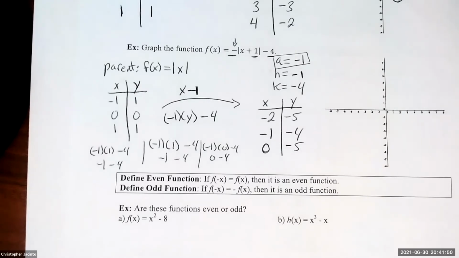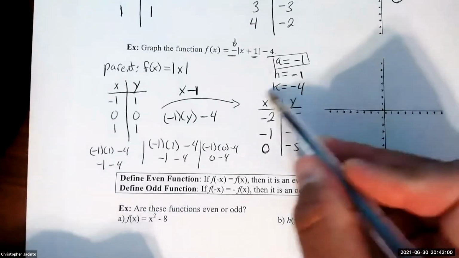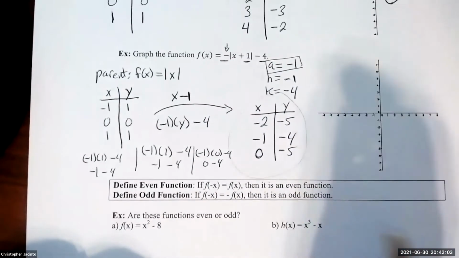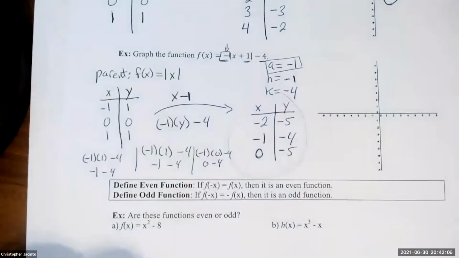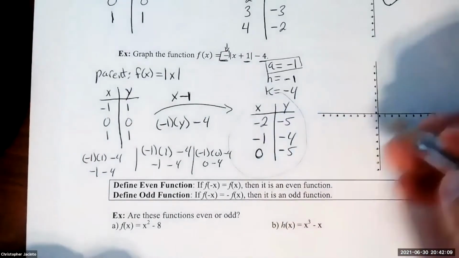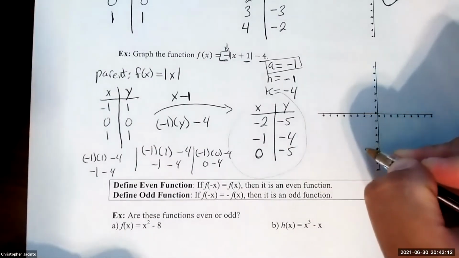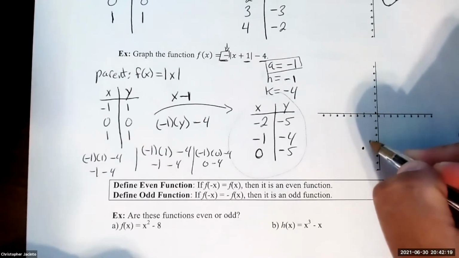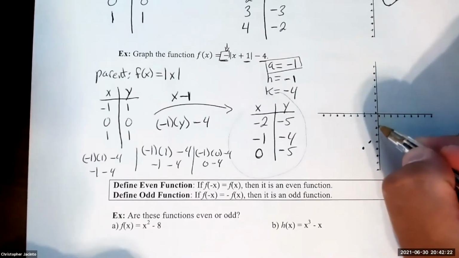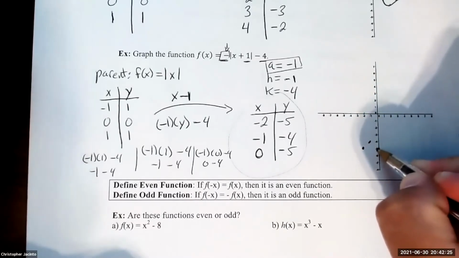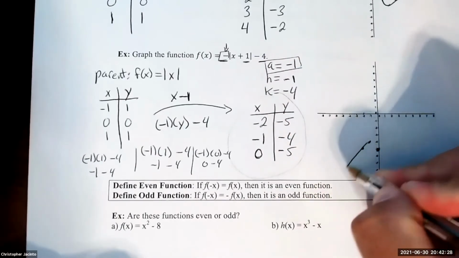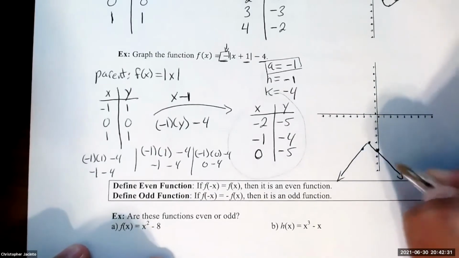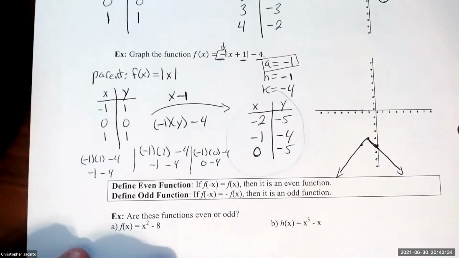So again, good. Okay, graph it, and we're done. Again, the only difference between the last ones is we actually have a number now on the outside. Okay. So graphing these up gives you -2, -5, -1, -4, and then 0, -5. Now remember, this is an absolute value, so I know it's going to look like a V, but it's a V looking down this time. And there is our graph.